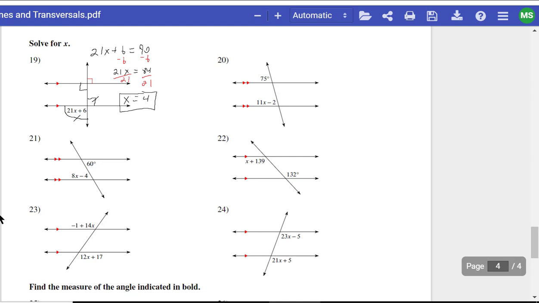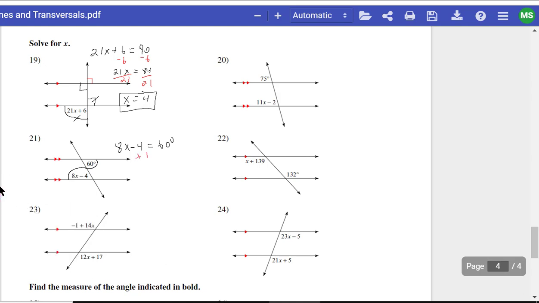So you have to figure out, hey, do these equal 180 or do they equal each other? If I add them up, do they equal 180? So for example, this guy and this guy are alternate interior angles. So do they add up to 180 or are they congruent with each other? Well, they are congruent with each other. So I'm going to get 8x minus 4 is equal to 60 degrees. I just need to solve for x.